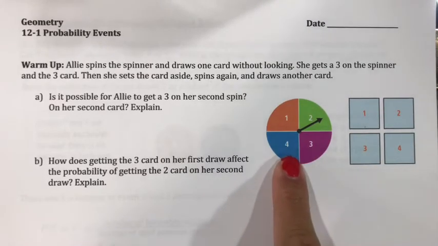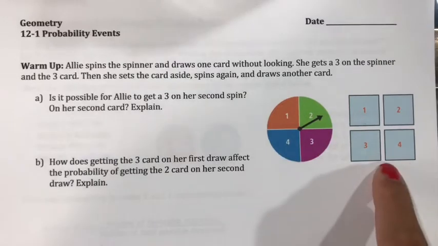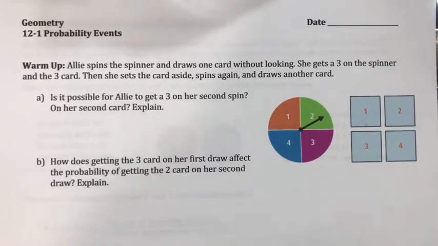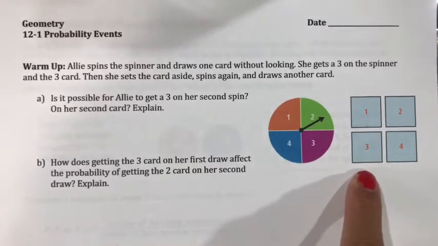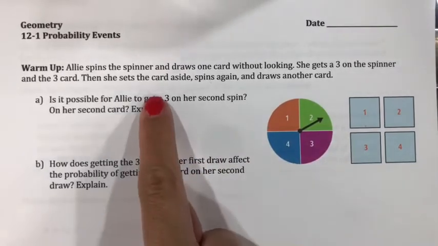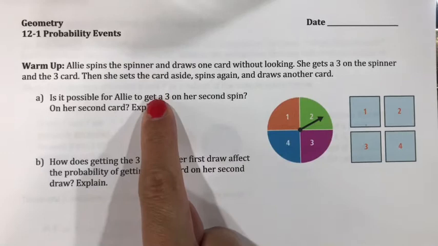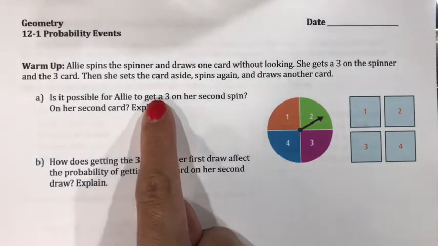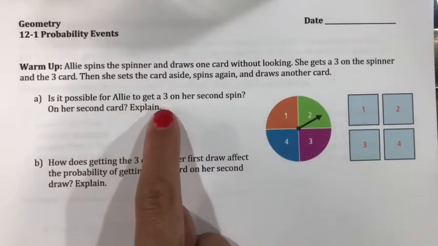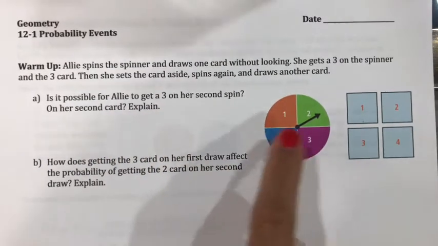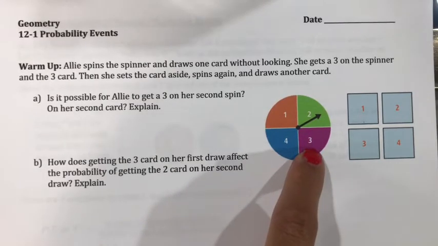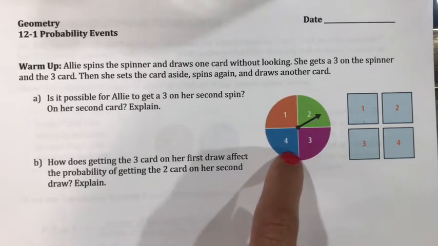So we've got a spinner over here and we've got some cards over here. She gets a 3 on the spinner and the 3 card, okay? Then she sets the card aside, spins again, and draws another card, okay? Is it possible for Allie to get a 3 on her second spin? So the first time she spun it and she got a 3, is it possible for her to get a 3 again?